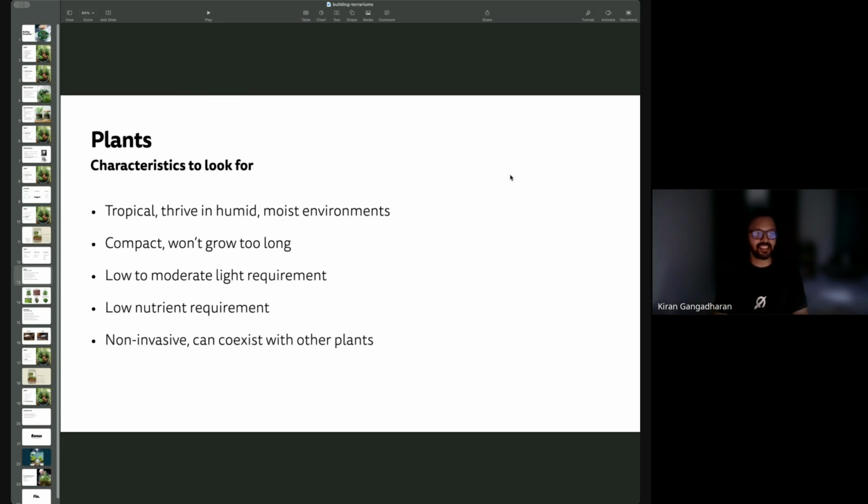Generally they don't need a lot of nutrition, like low nutrient requirement, because you're not going to be adding fertilizers in any form. Once you set up, you just let it be. You don't want to do anything to the setup except for the plants maybe. And generally non-invasive, so you don't want anything that is like a weed, because that can hog all the resources and kill everything else.